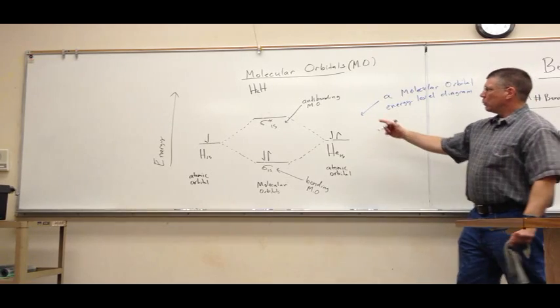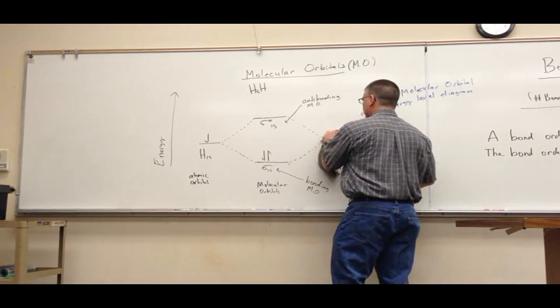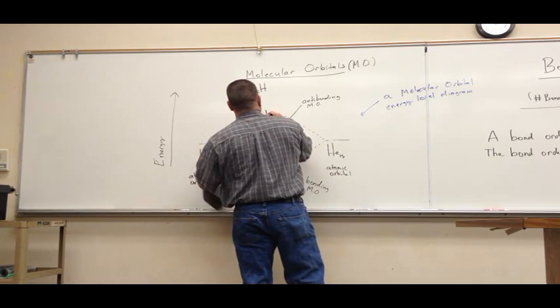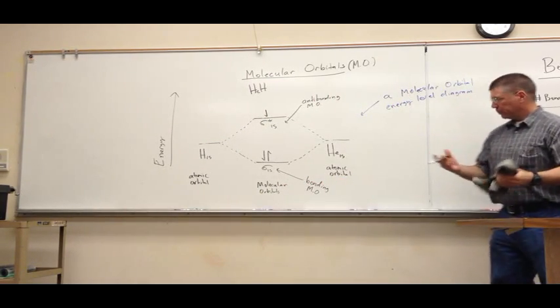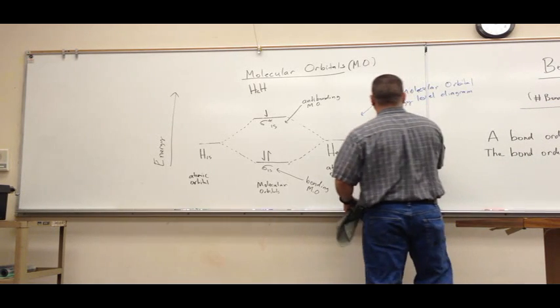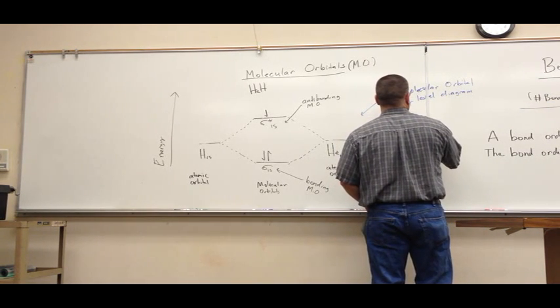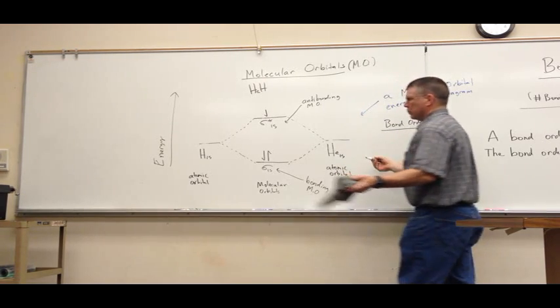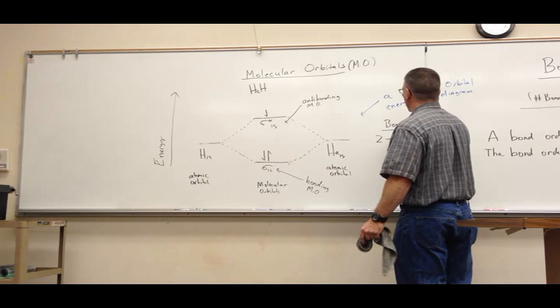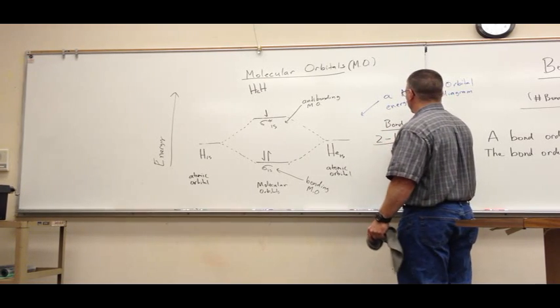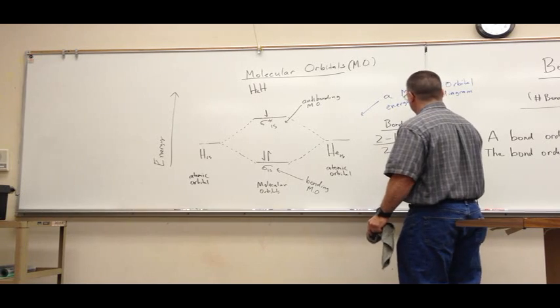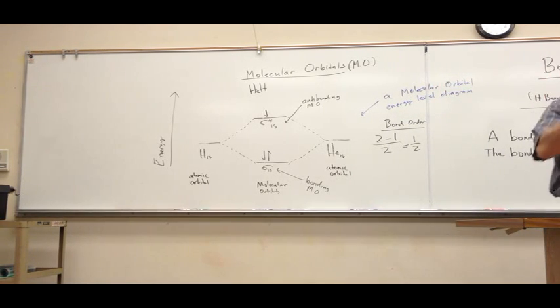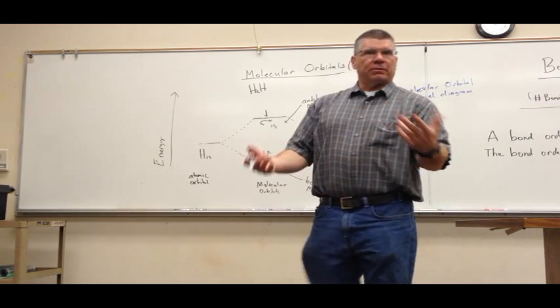We have 3 electrons, 2 go here, 1 has to go up in that, right? Two bonding electrons, 1 anti-bonding electron. We get a bond order of a half. It's not 0, so at least molecular orbital theory predicts that this molecule could exist. And also, what it says about the bond is that it's half of a single bond, right?